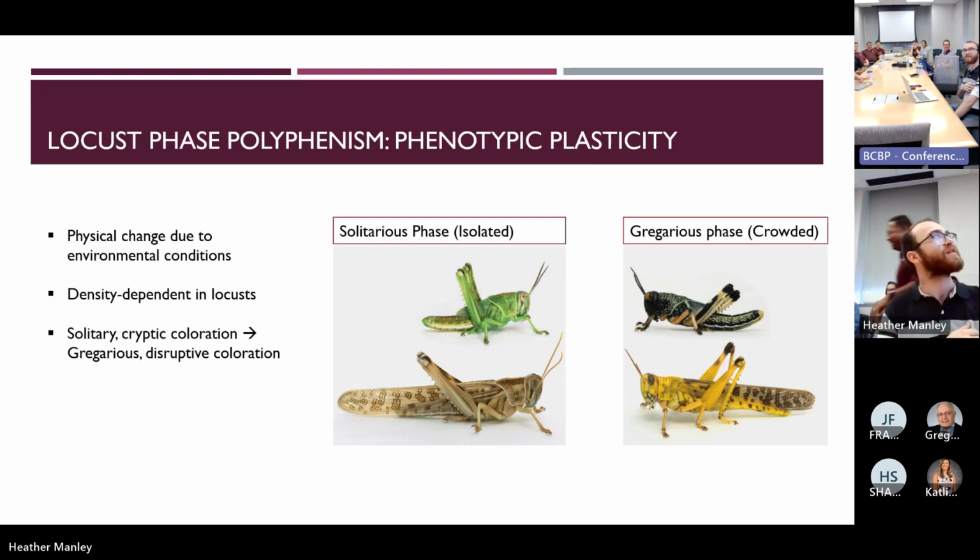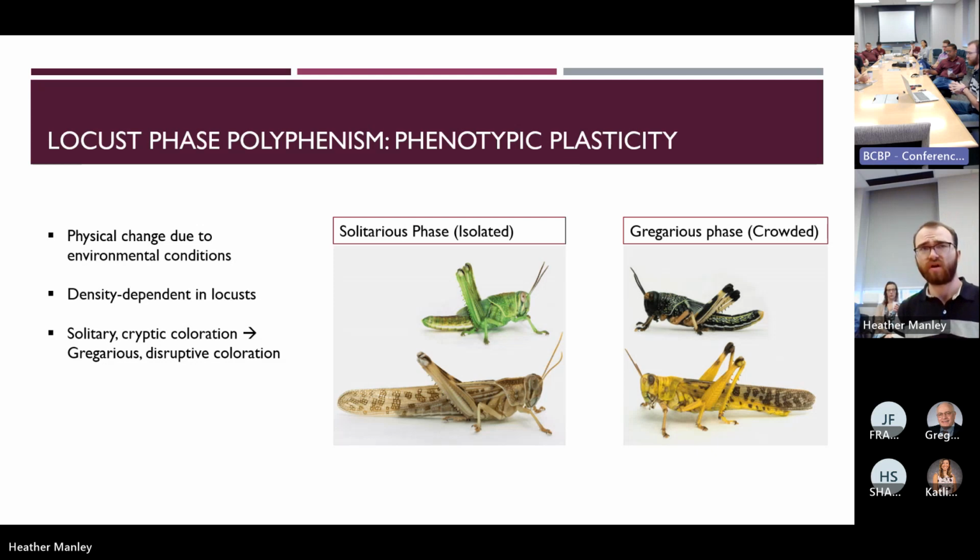So I proceed to explain locust phase polyphenism, which is a type of something called phenotypic plasticity. Phenotypic plasticity is a physical change in an individual due to changes in their environmental conditions. So two individuals of the same genetic background may appear or act different due to a difference in environment. And for locusts specifically, this is density dependent, meaning it relies on the population density that they are living in.